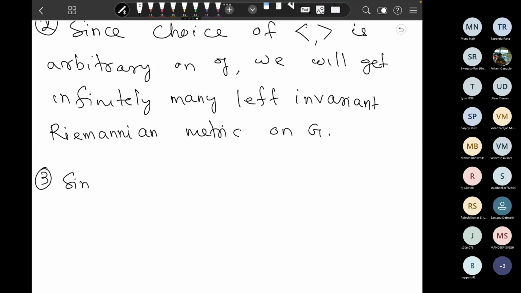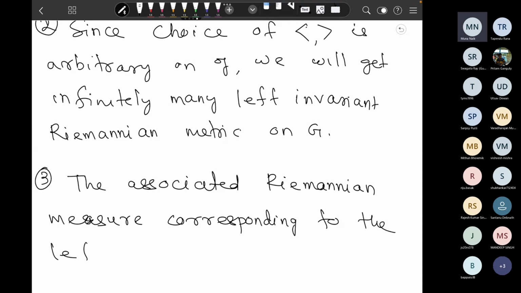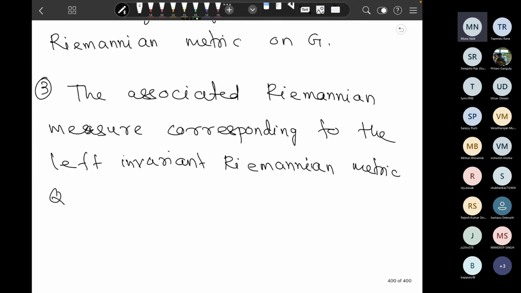Third remark: the associated Riemannian measure corresponding to the left invariant Riemannian metric is left invariant, hence a left Haar measure.